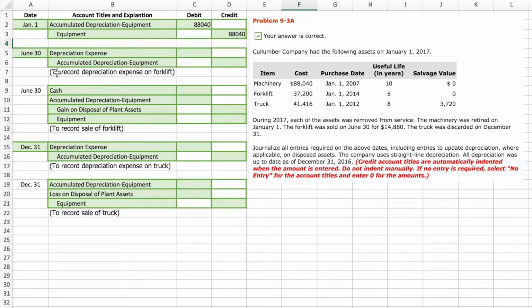We've got to record depreciation expense on the forklift. To do this, give me just a second, I got my notes here.